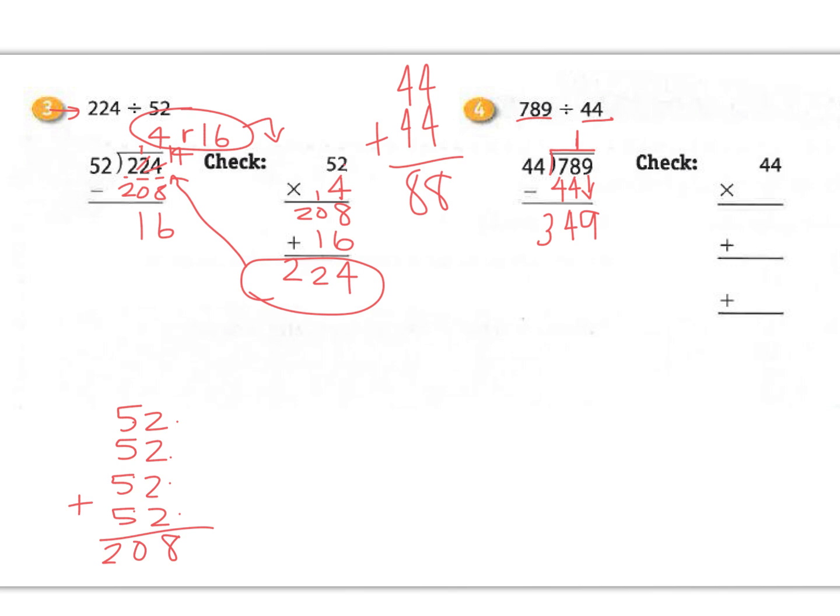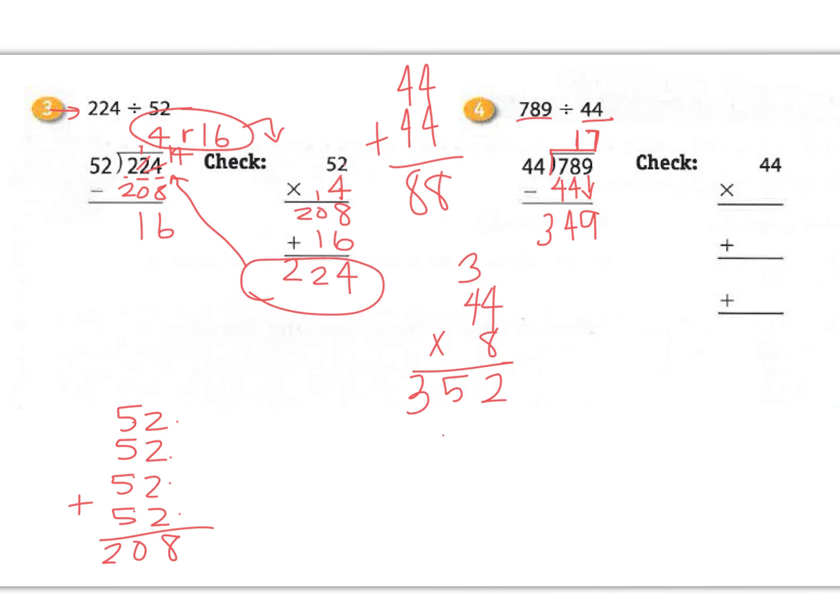Okay, so we need to see how many times does 44 go into 349. So let's do an estimate. We know 10 times is too much because 10 times 44 is 440. So let's check 8. We'll do 44 times 8 and see what we get there. 8 times 4 is 32. 32 plus 3 is 35. 352. Oh, that's just too much. So it must be 7 times.